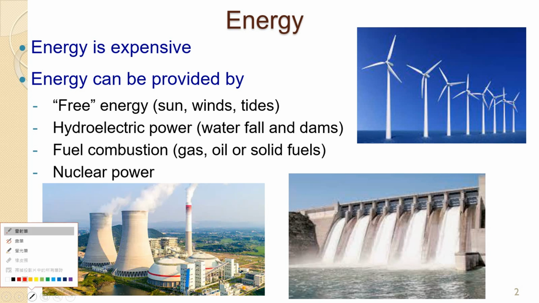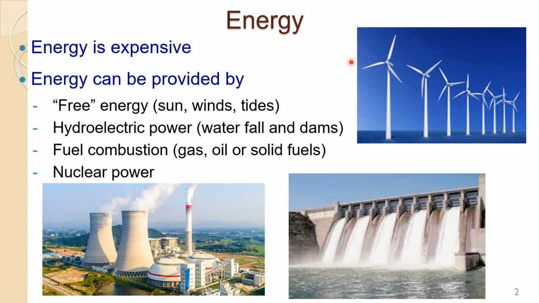Energy can be provided by many resources. For example, free energy you can get from the sun. You can get it from the winds. You can get it from the tides. Okay? And then, if you want to keep the energy, this is called hydroelectrical power. The waterfall and the dams. This you keep the energy, potential energy, and you release it and you produce energy out.